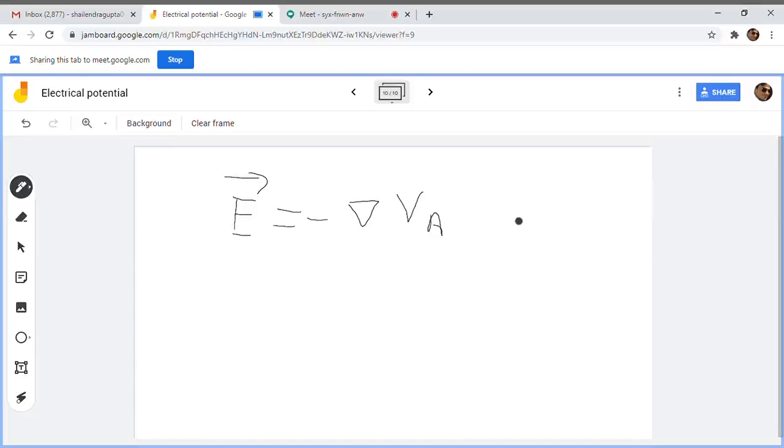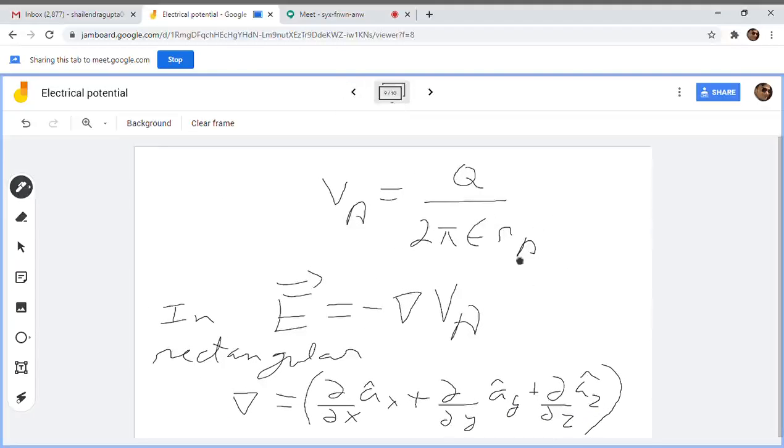Okay, so what we need to do is just find the gradient of VA. And you know that your VA here, in which coordinate system is it defined? This VA that we defined, in which coordinate system did we define this field? Is it rectangular, cylindrical or spherical? Just tell me, anybody.